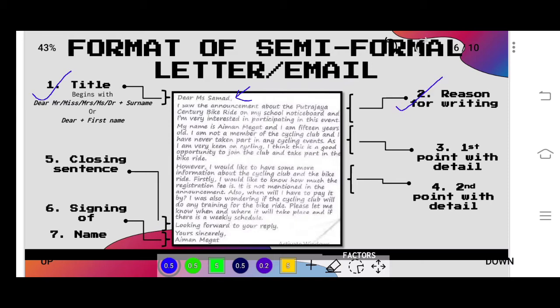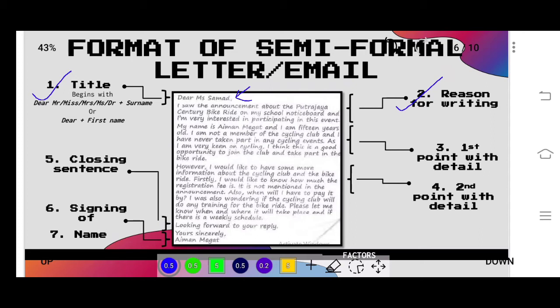Okay, number 2. The first paragraph will be the reason for your writing. So you have to state your reason why you're writing this letter. For example, here you can see it stated that I saw the announcement about the Putrajaya Century bike ride on my school notice board, and I'm very interested in participating in this event. So basically, the writer is very interested in participating in this event. So that is the reason why he wrote the letter.